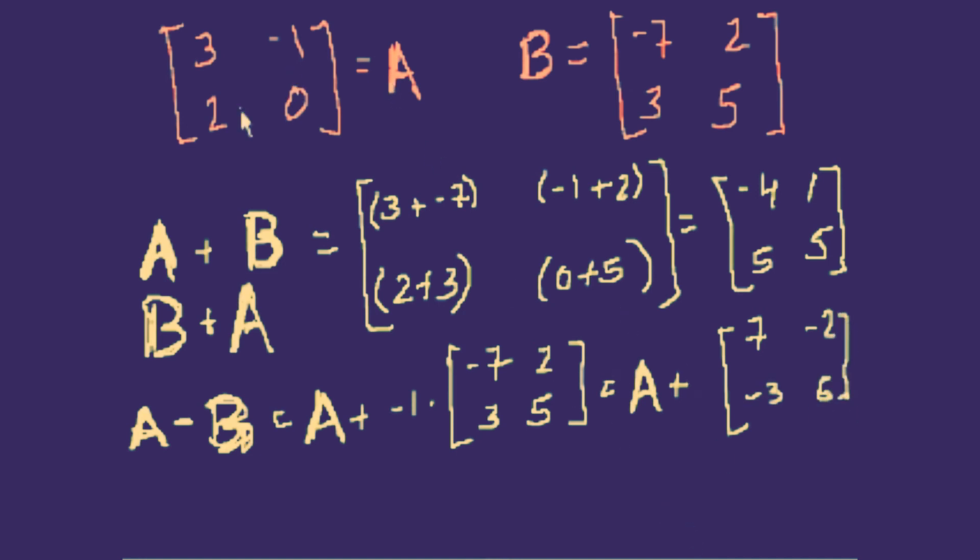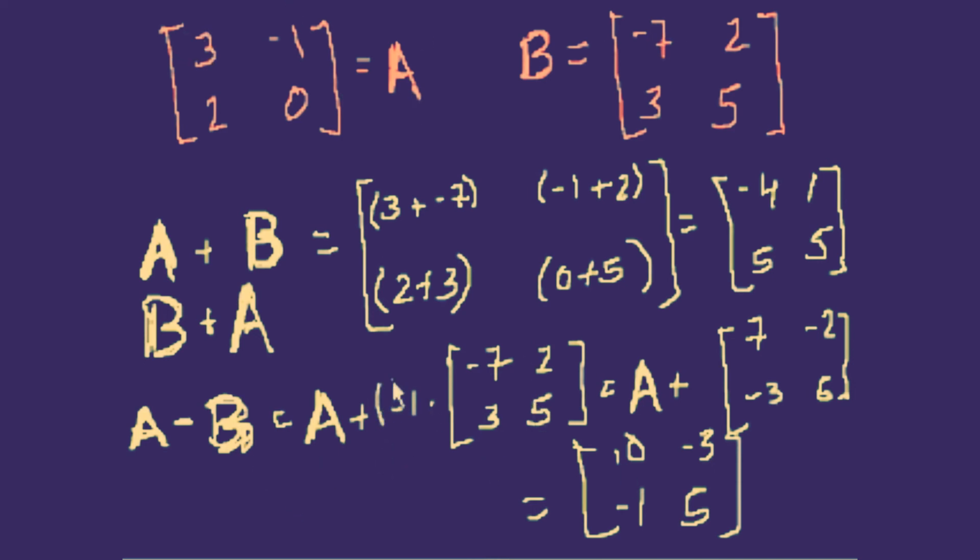And then we could do what we did up there, and we know what A is. So this would equal, let's see, A is up here. So 3 plus 7 is 10. Negative 1 plus negative 2 is minus 3. 2 plus minus 3 is minus 1. And 0 plus 5 is 5. And you didn't have to go through this exercise right here. You could have literally just subtracted these elements from these elements and you would have gotten the same value.